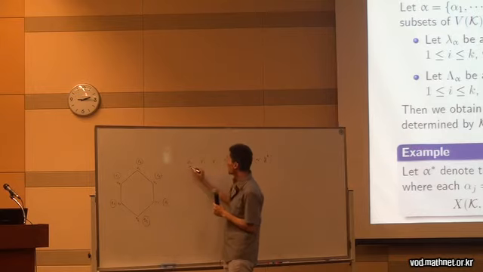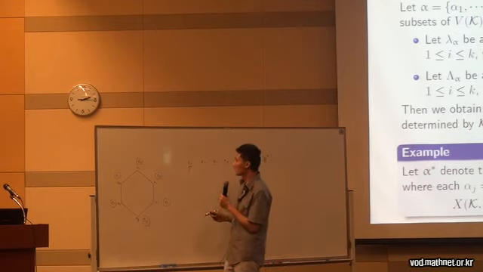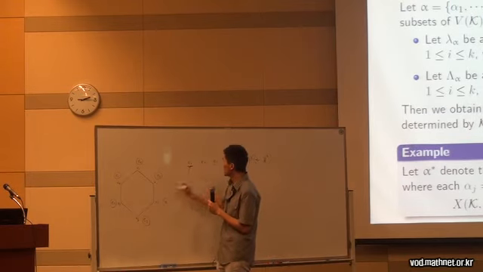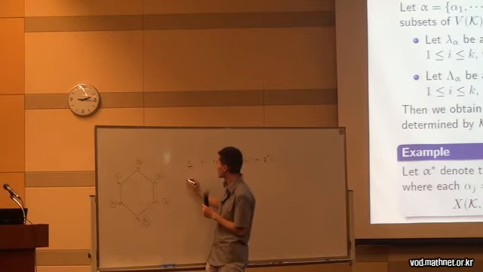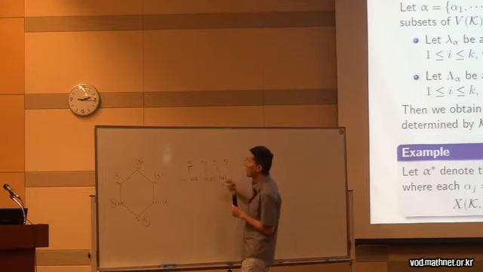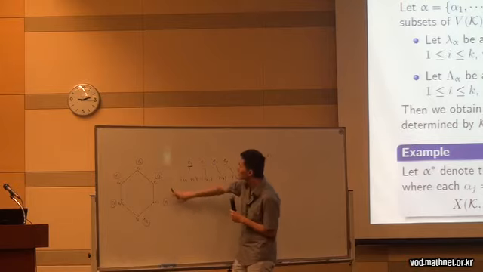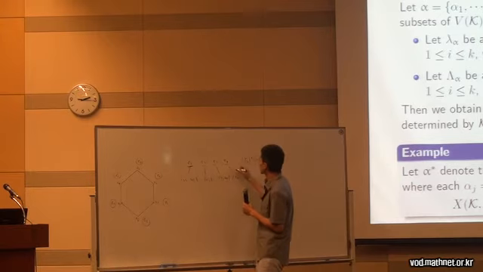In addition, any such coloring actually determines a partition. Say the vertices colored by e1 are V1 and V5, colored by e2 is V6, colored by e3 are V4 and V2, and those vertices colored by e4 is V3. Okay.